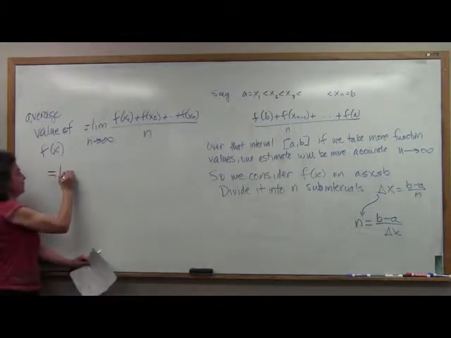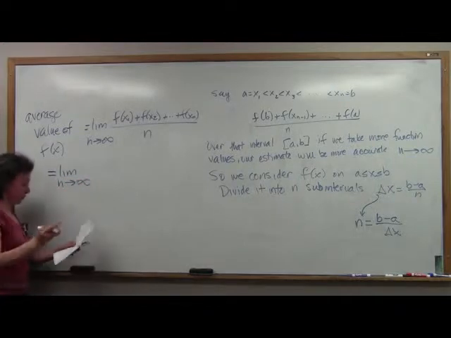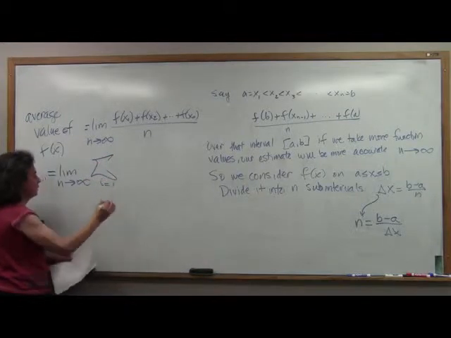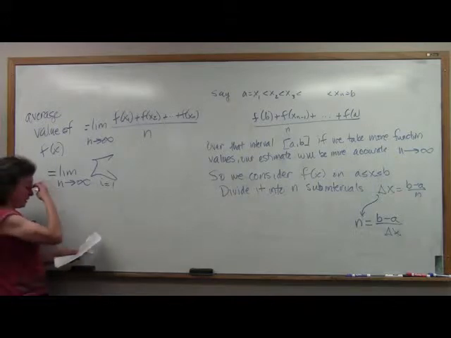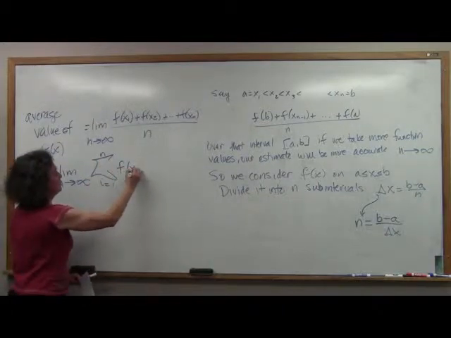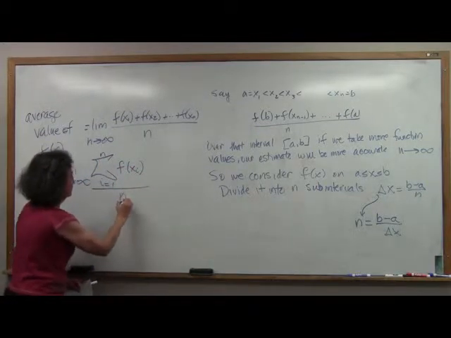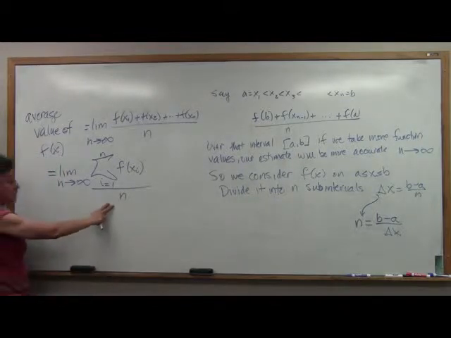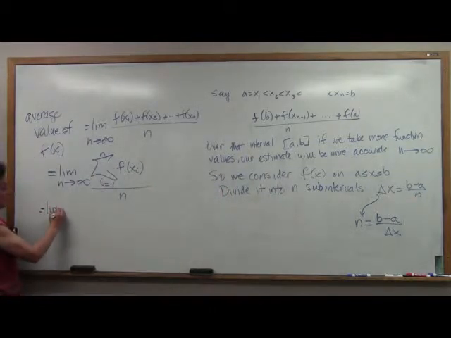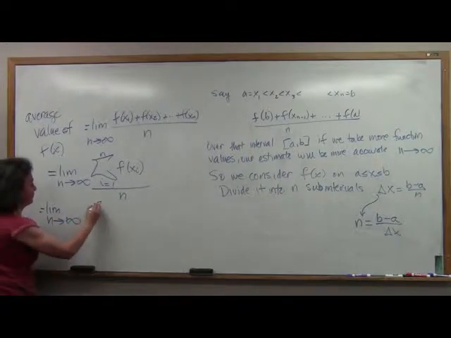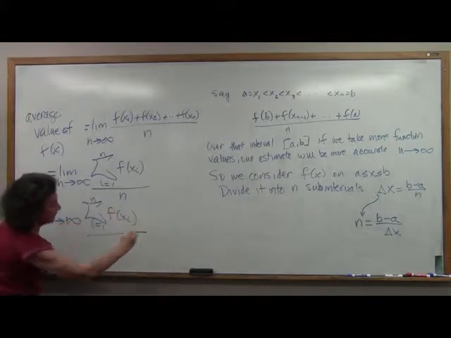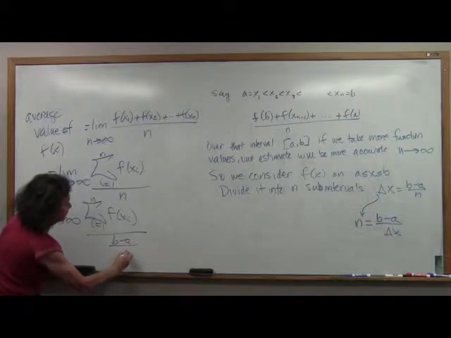Well, the first thing that I'm going to do is rewrite this in that sigma notation that I showed you. When you're adding a bunch of things together, we can say it's the limit as n goes to infinity of the sum of f of x sub i, i from 1 to n, of my function values, and we can put that over n. Now what I'm going to do is rewrite that using this. So we get the limit as n goes to infinity of that sum. And in place of n, that's b minus a over delta x.